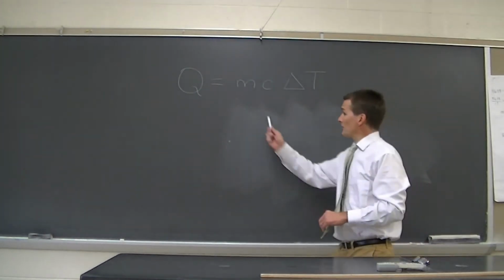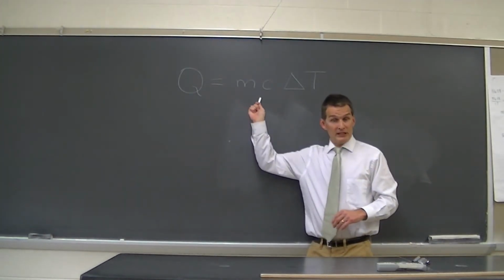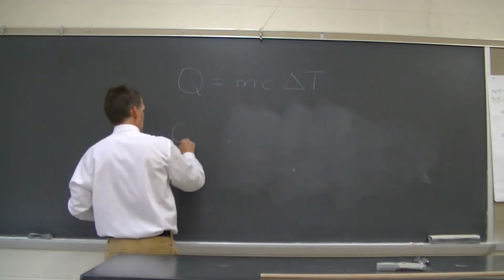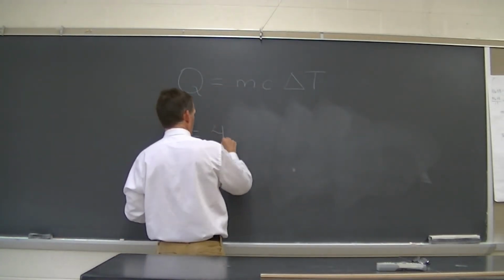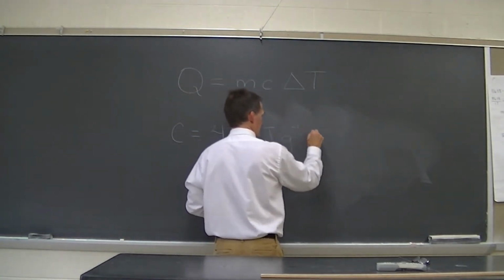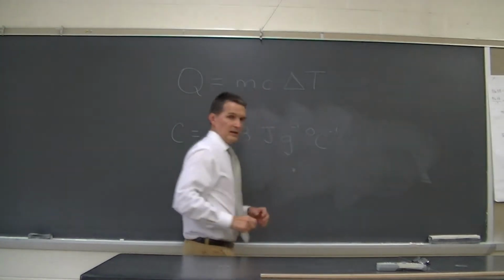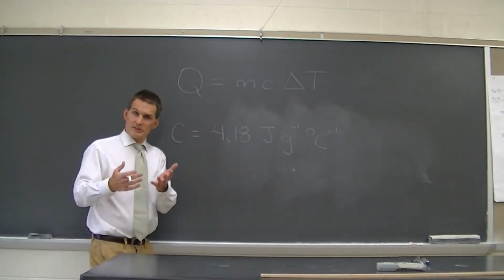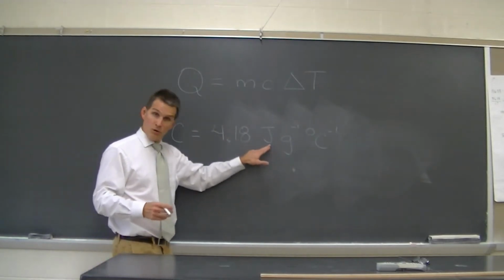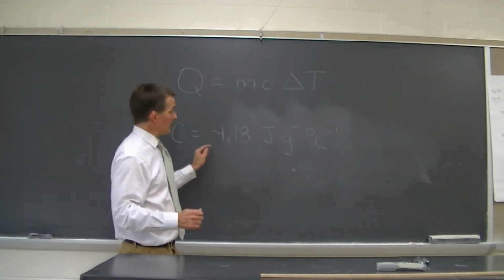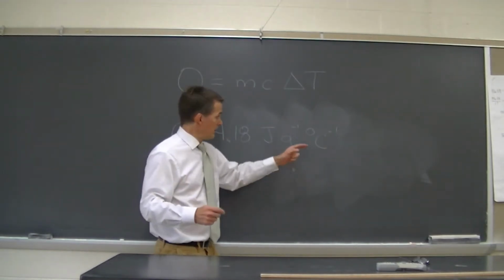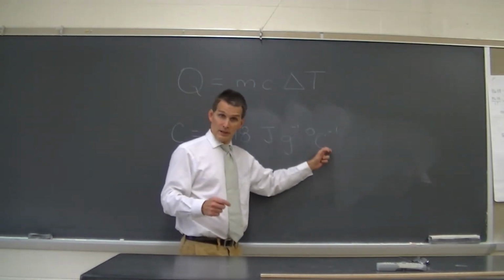So since we're often going to be talking about specific heat and the specific heat of water, we should know what that quantity is. C for water is going to be 4.18 joules for every gram for every degree Celsius. And what the specific heat of a substance tells you is how much energy as heat, 4.18 joules, has to be transferred to a gram of the substance to raise it by 1 degree Celsius.